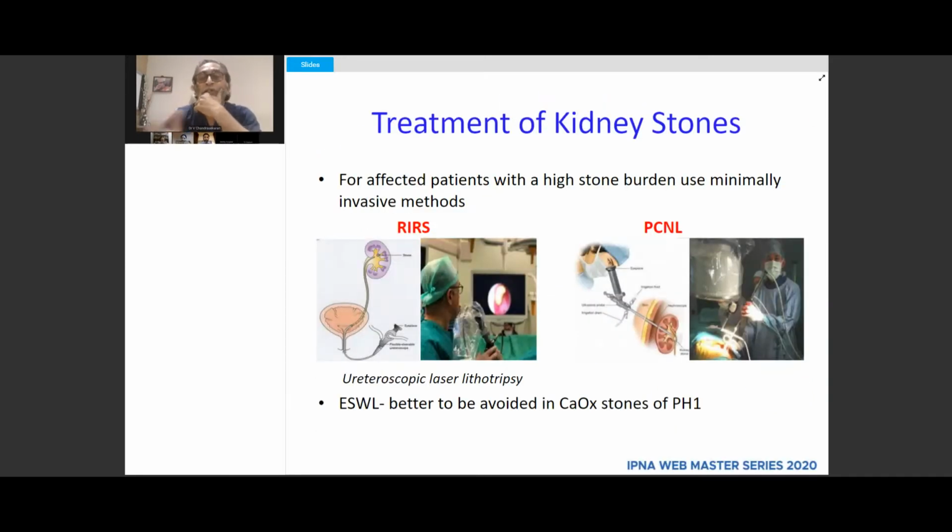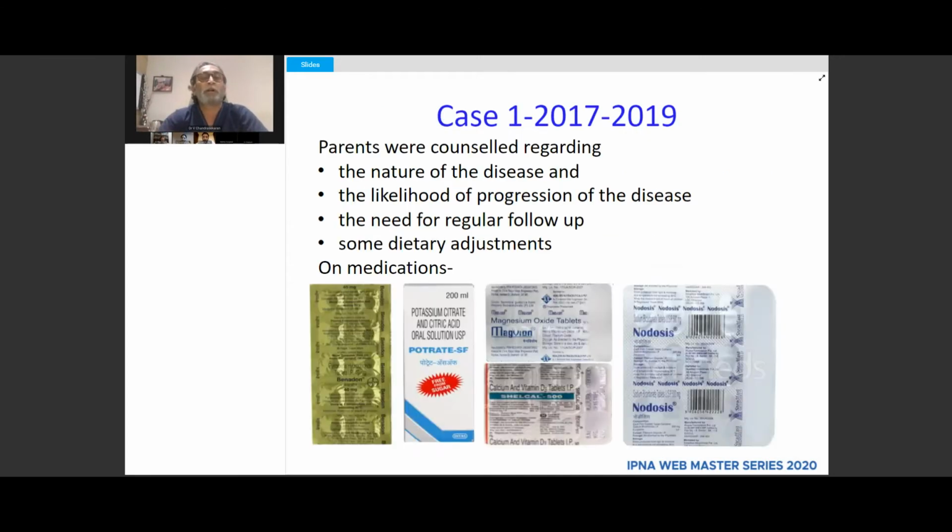So once kidney stones are formed, previously a lot of patients were subjected to ESWL, but it is better to be avoided in calcium oxalate stones in primary hyperoxaluria. Minimally invasive urological procedures, RIRS and PCNL, are advantageous and may also be helpful in nephron sparing treatment. So this patient was counseled regarding the nature of the disease, likelihood of progression, need for regular follow-up, and some diet adjustment with medications consisting of high-dose pyridoxine, potassium citrate, calcium carbonate, magnesium oxide, and sodium bicarbonate.